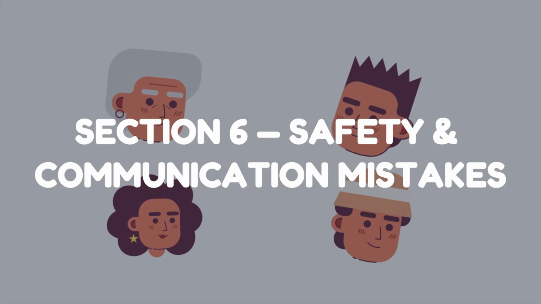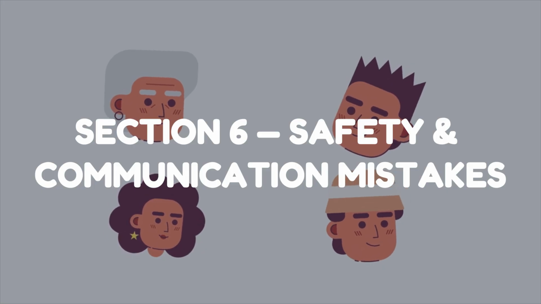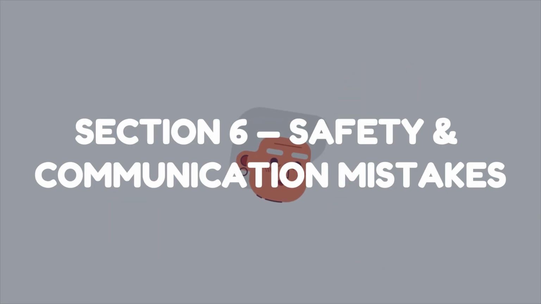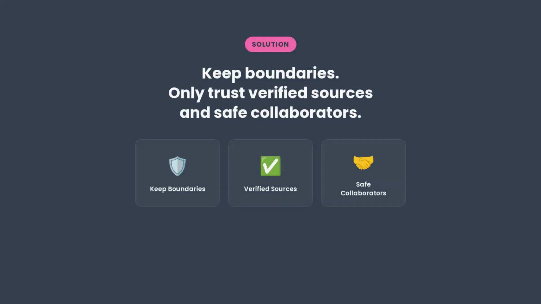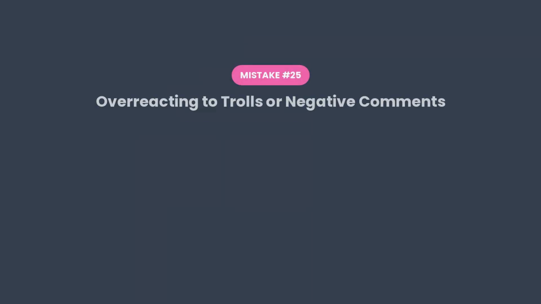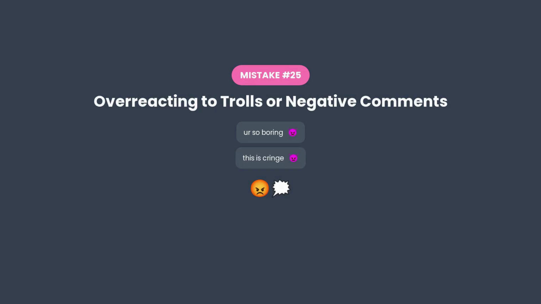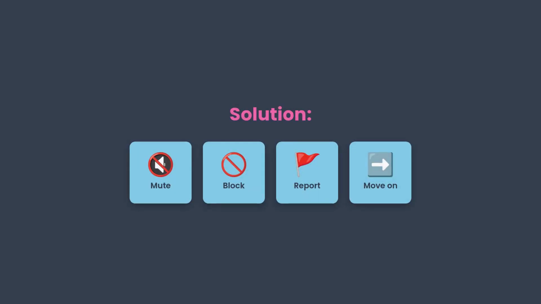Mistake number 24, trusting strangers too quickly. Some users pretend to help but cause problems. Here's a solution. Keep boundaries. Only trust verified sources and safe collaborators. Mistake number 25, overreacting to trolls and negative comments. Arguing harms your brand and kills your mood. Here's a solution to that. Mute, block, report, and move on.